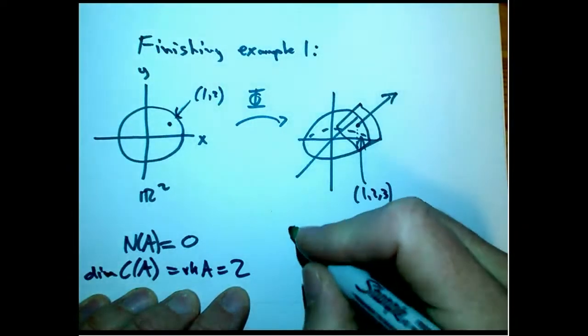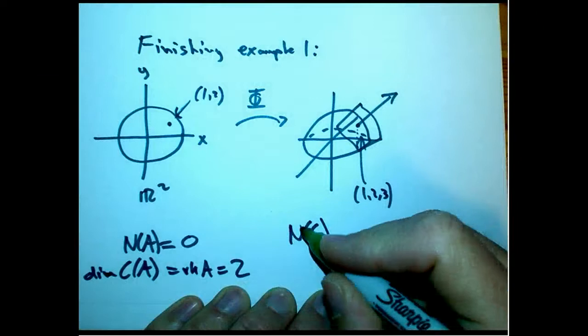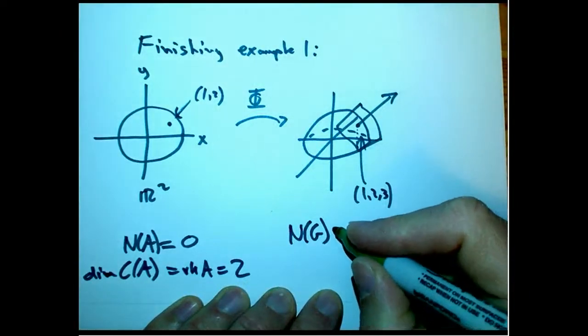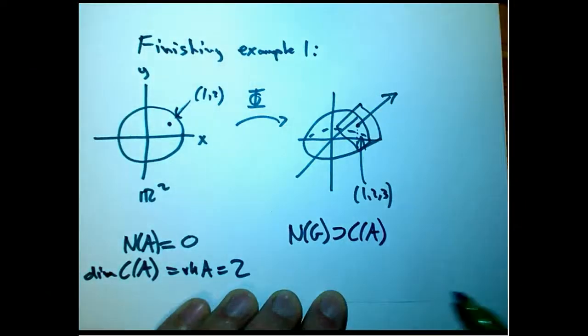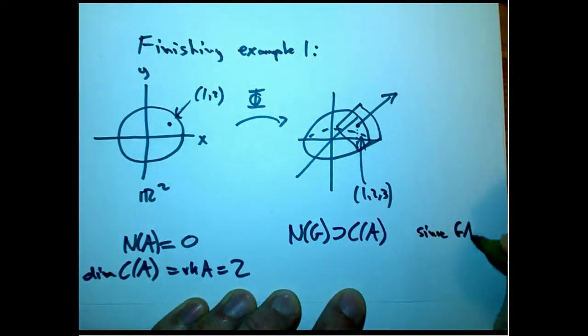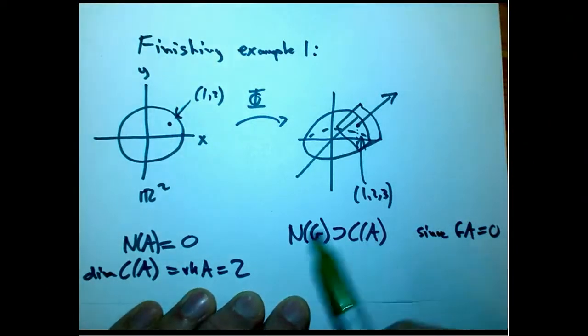The null space of G, everything that's killed by G, well, really crucial thing is that that includes the column space of A. That's another way to say that GA equals 0. Everything that's an output of A is killed by G. Now, what we really want is that these are equal.